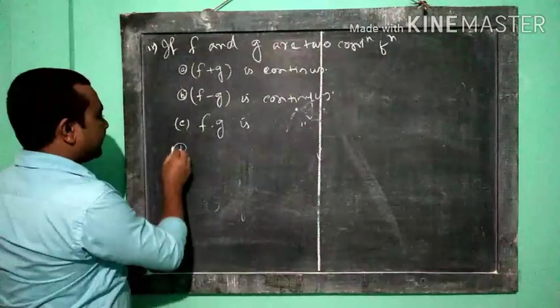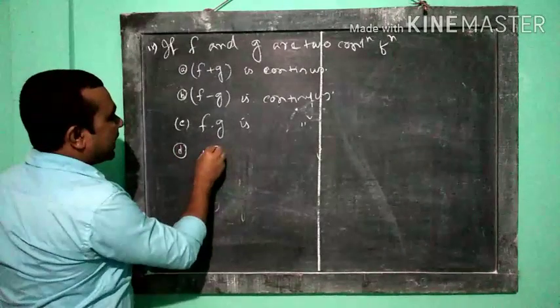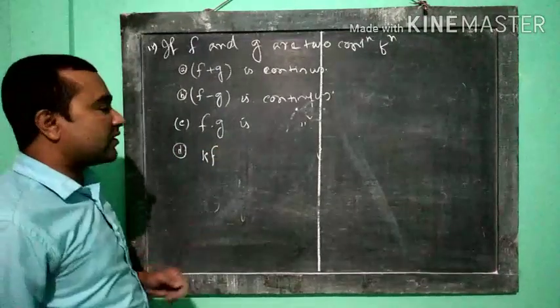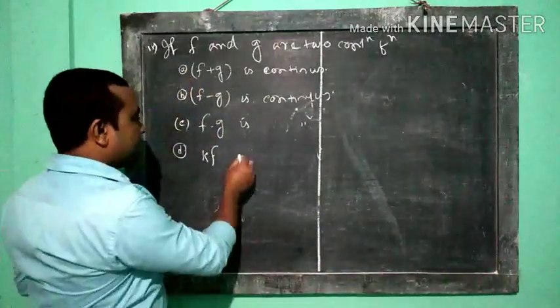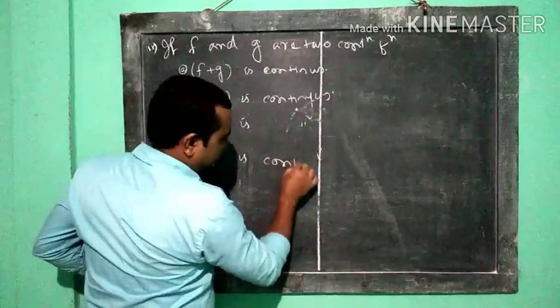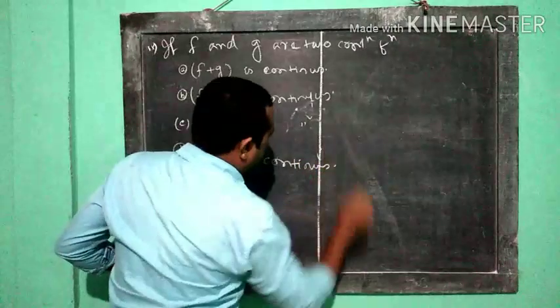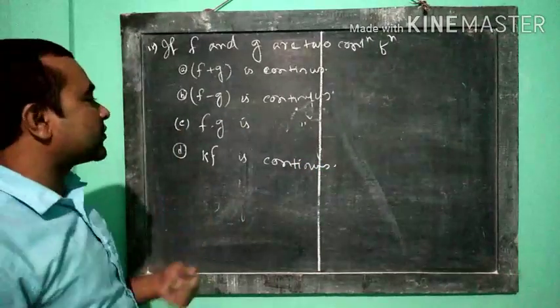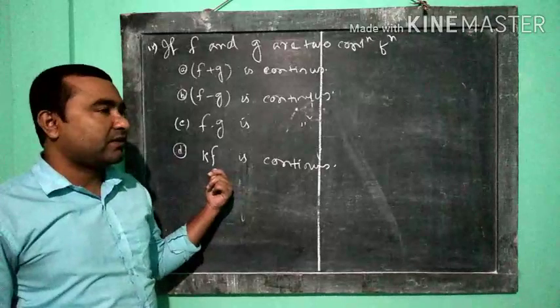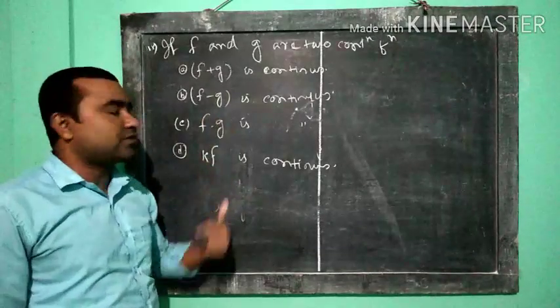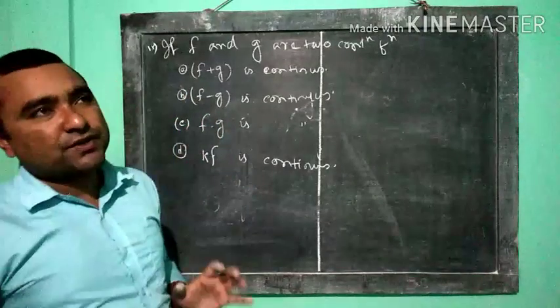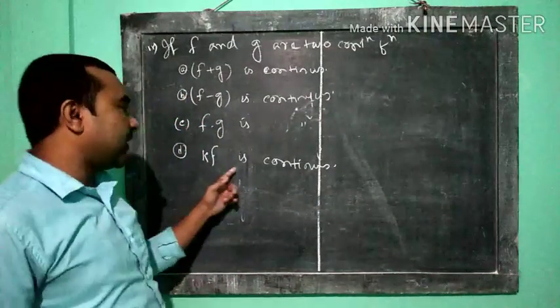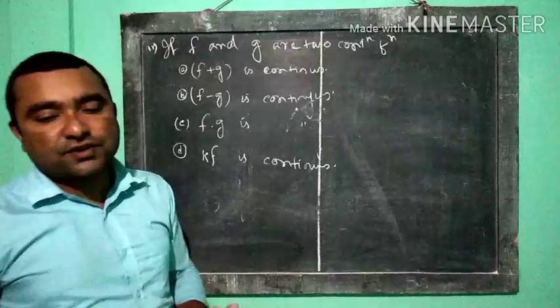Number d, c f or k f. What is k? k is a constant. So k f is a continuous function. If f is a continuous function, then k f is also a continuous function. If we multiply any continuous function by a number, then the function is always a continuous function.